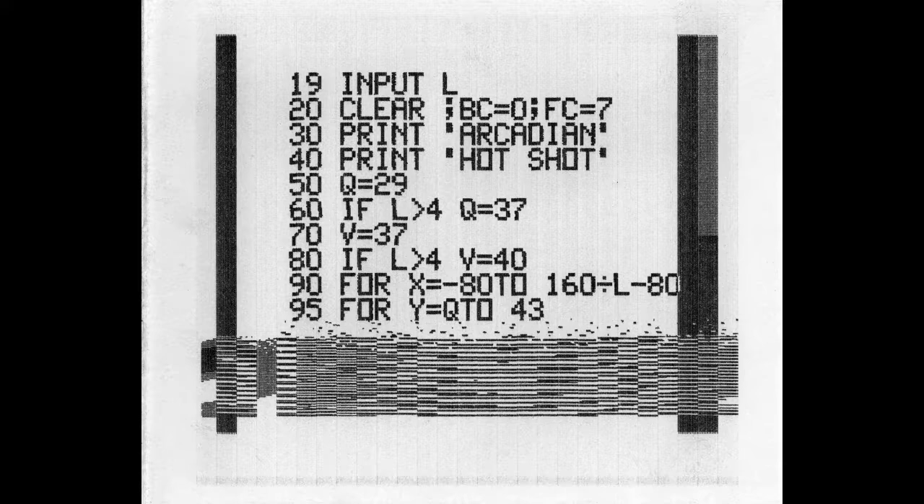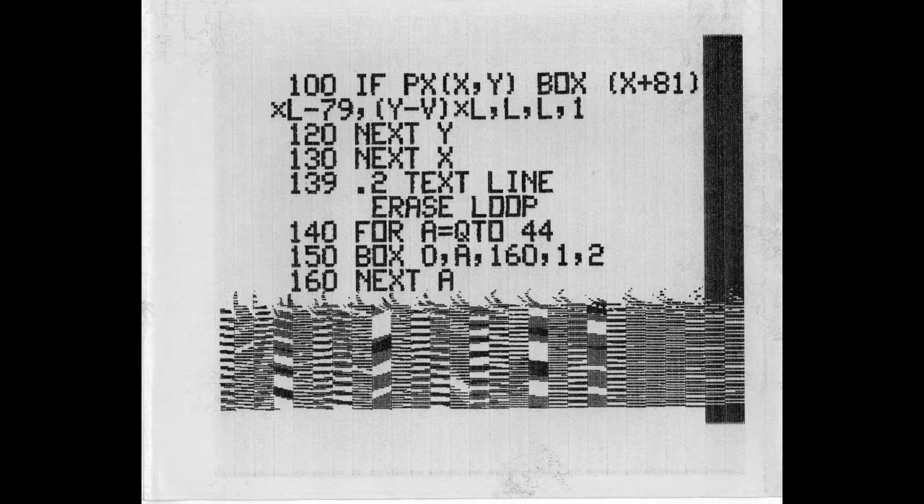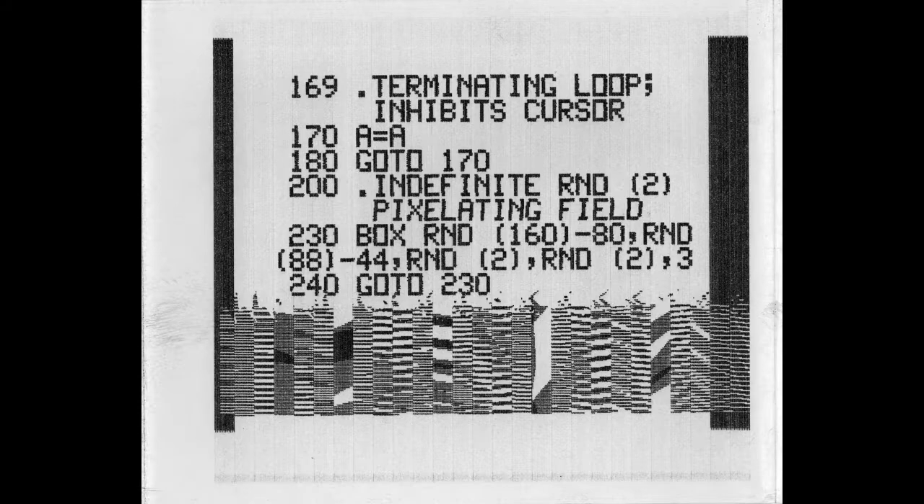If you do it times 2, if you give the L variable 2, then you will have 2 times the size. So as I was saying, this is the second page, and it is lines 19 through 95. And we have 100 through 160. And the end of the program on line 240, which is a go-to loop and just loops back and draws random squares on the screen.